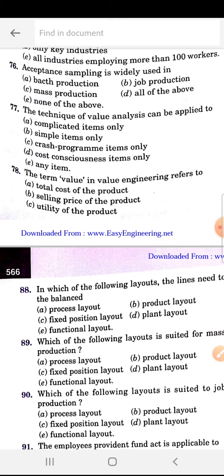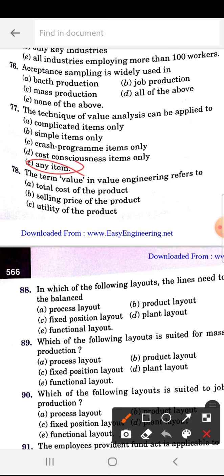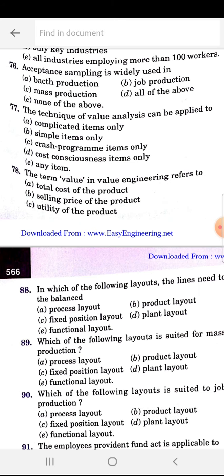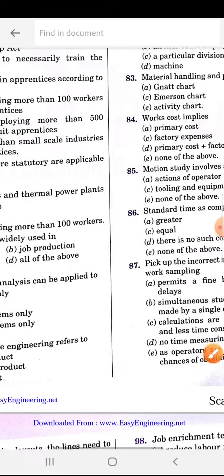Okay. The technique of value analysis can be applied to... So the technique of value analysis is applied to 77 is E, any item. Next, the term value in value engineering refers to... 78 is C, utility of the product. Utility of the product. Next, 79.